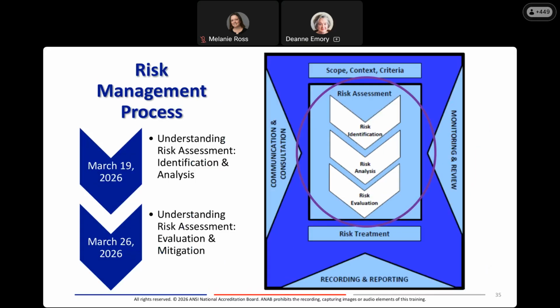I hope this was an introduction. This shows what all of risk management looks like. I hope that you will join us in March, where we will address specific activities for risk assessment.